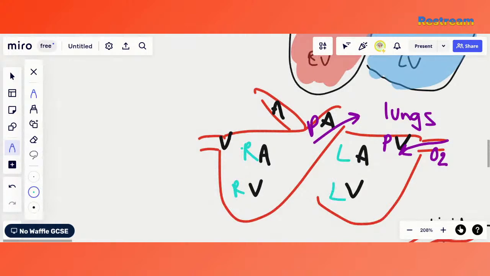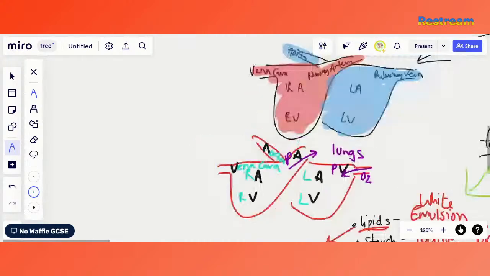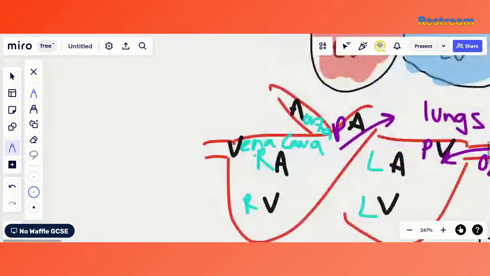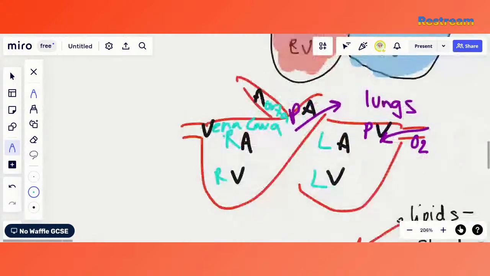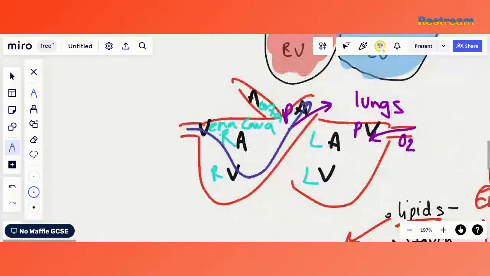And then we just have this one and this one left, and you'll learn that the only two left will be the vena cava and the aorta. They're the two odd ones out. And that's how I learn the structures of the heart. So the deoxygenated blood comes in here, and the oxygenated blood comes through here. The oxygenated blood is going to different organs to give the oxygen, and the deoxygenated is going to get oxygenated.